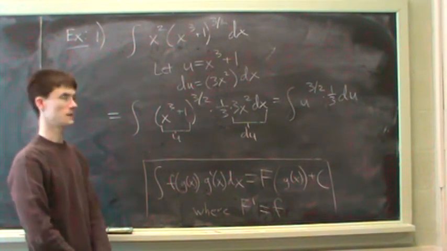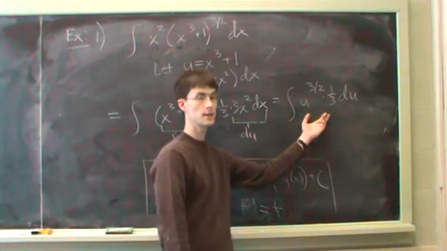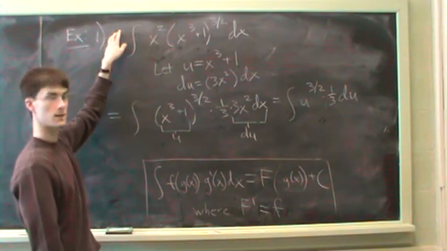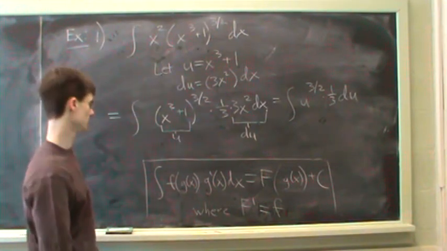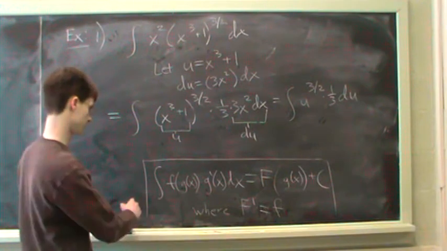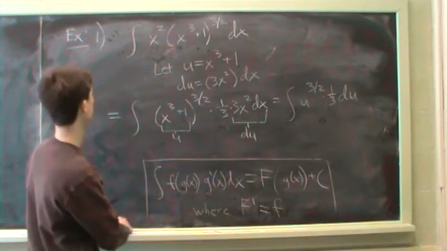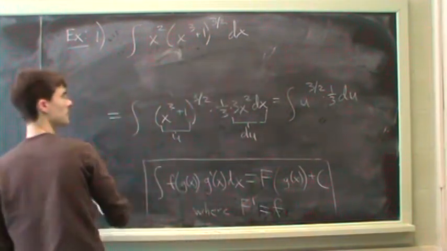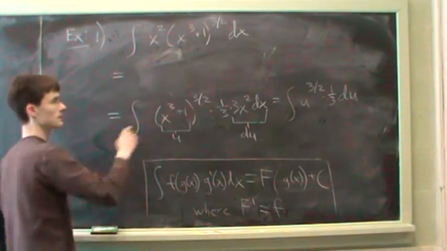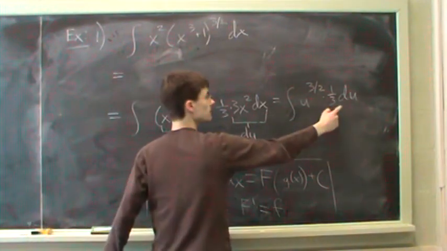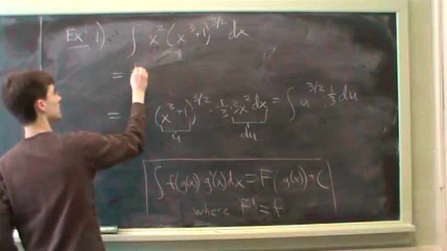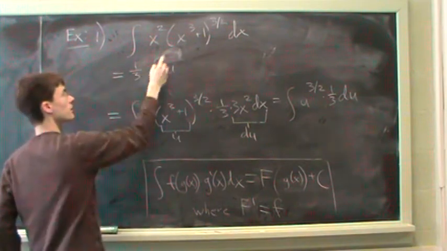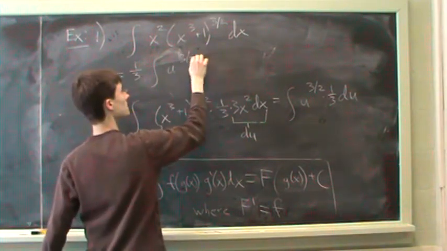Now this is a much easier integral than the one I started with. The one I started with looked very complicated. Running out of space here. Okay, so to do this antiderivative, I can pull the constant 1/3 outside the integral. And so I have 1/3 times the integral of u to the 3/2 du.